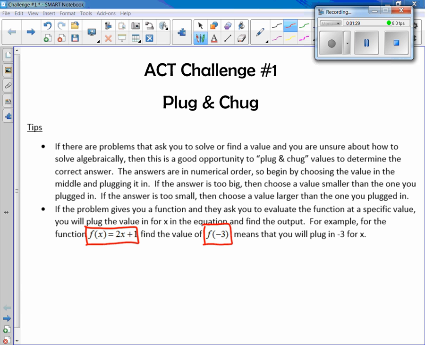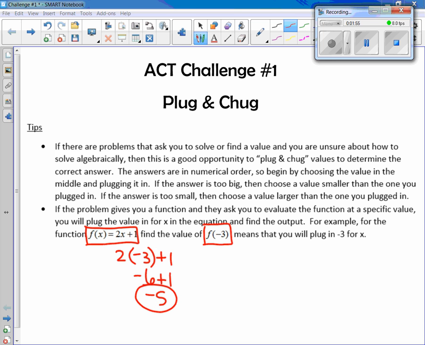What that means is that you're going to take the negative 3 and plug it in for x in the equation. So it'll look something like this: 2, and then replace that x with negative 3, plus 1. You're taking 2 times negative 3 plus 1 and getting that answer. That would be negative 6 plus 1, which is negative 5, and negative 5 would be your final answer.